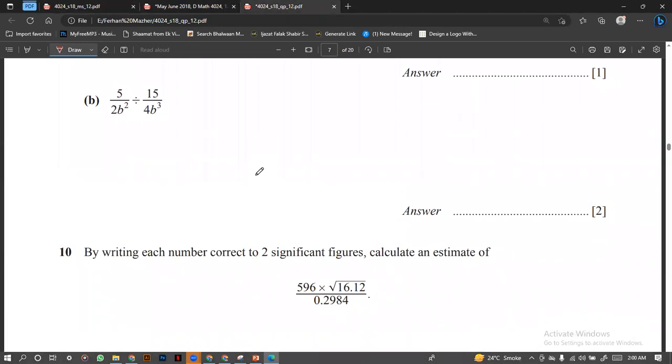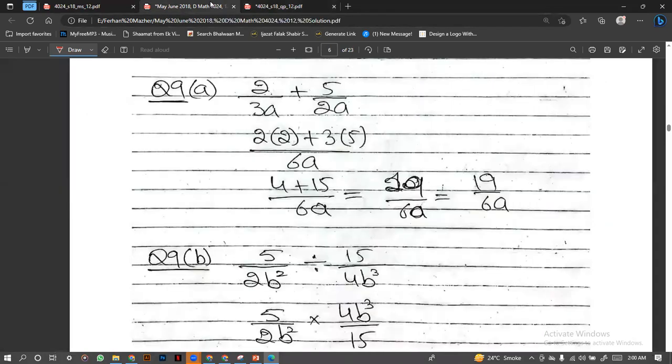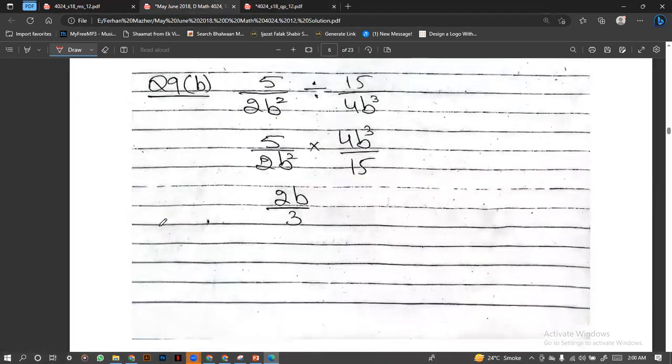Question number 9, B part. Here we have two fractions which are dividing: 5 by 2b squared divided by 15 by 4b cubed. So convert this divide sign into a multiplication sign, and the fraction right after the divide sign will be reciprocated. So you will have 5 divided by 2b squared multiplied by 4b cubed divided by 15.